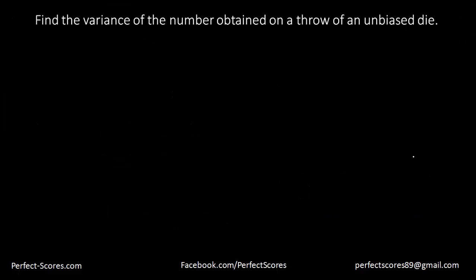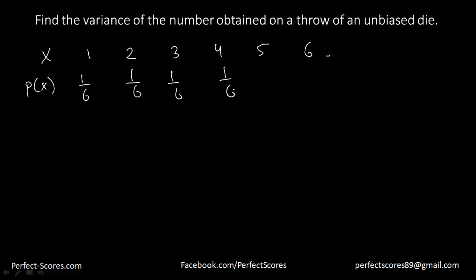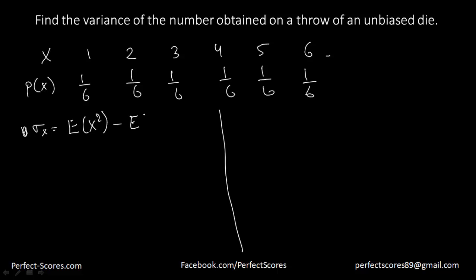So the question is asking, find the variance of the number obtained on a throw of an unbiased die. What are the different values that an unbiased die can take? It can take the values 1, 2, 3, 4, 5 and 6. And what are the probabilities? The probabilities are all equal, 1 by 6 each. We are only supposed to find the variance, so the variance is going to be equal to the expected value of x square minus the expected value of x whole square.